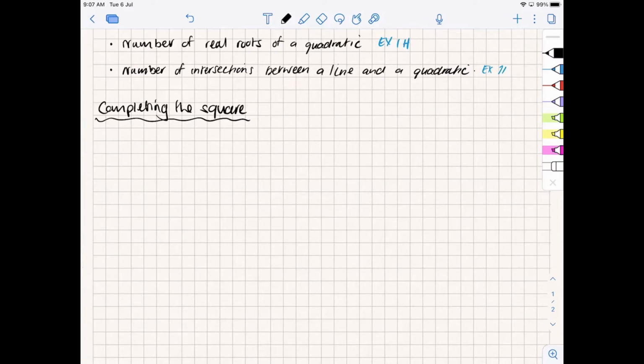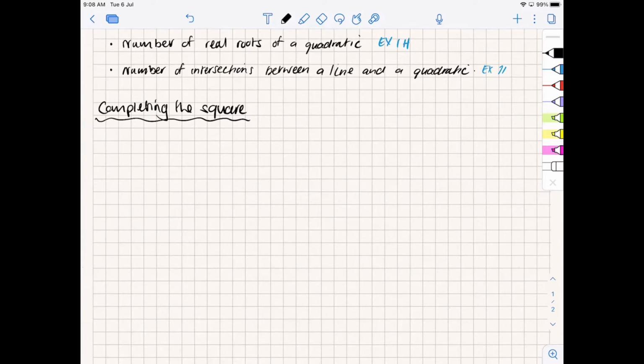Right, let's quickly have a look at completing the square. All right, so we're not going to go too much into it. We're just going to look at the steps that we take in order to complete the square. So when we're completing the square, the whole idea is that we're trying to rewrite the expression, which is usually a quadratic expression, into a different form. And this form does 2 things.